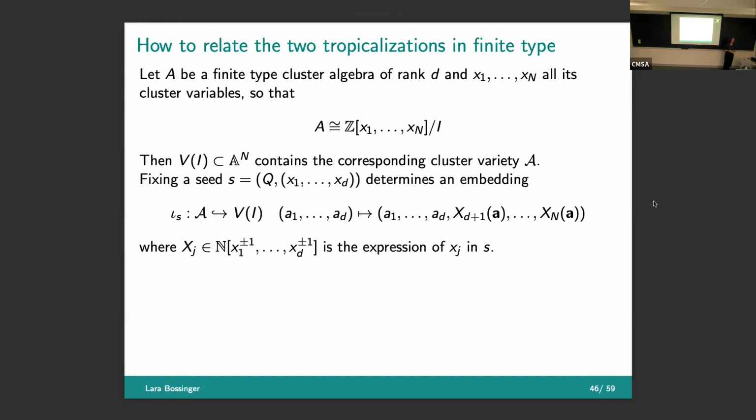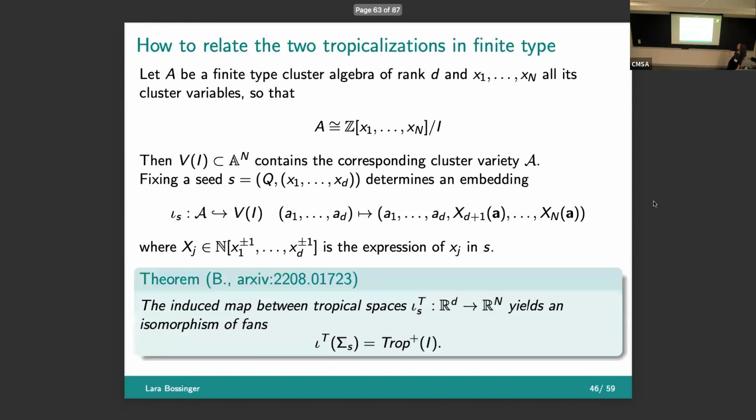And now I fix a seed, because I always like to work with coordinates. Fixing a seed gives me local coordinates on this cluster variety. I can embed it then into the vanishing set of this ideal. And what's that embedding? Well, the variables that I fix just go to themselves. So in this list, these are the coordinates of my affine space. The first D are exactly my seed, I just identically map them there. And the rest are these positive Laurent polynomials for all the other cluster variables expressed in the seed I've chosen. So this is an embedding of the cluster variety into this affine variety, a compactification of it.